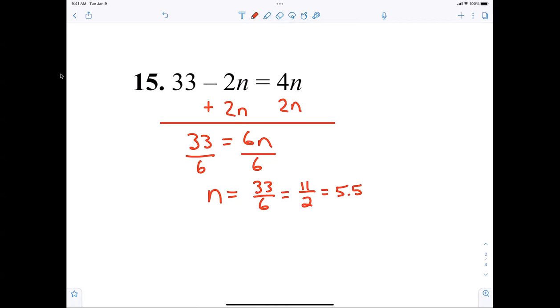If you put 5.5, that's still correct. All right. But again, I prefer fractions. 5.5 is okay.